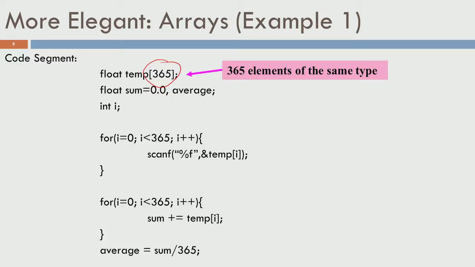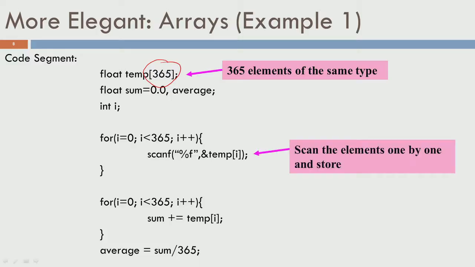As before, we have float sum equals 0 and average, and now I want to scan the elements one by one. This whole thing becomes very nice and simple. You have seen the for loop before. For i equals 0, i less than 365, i plus plus, scanf ampersand temp of i. So, what this loop does is it scans the elements one by one and it stores it in what is called temp of i.